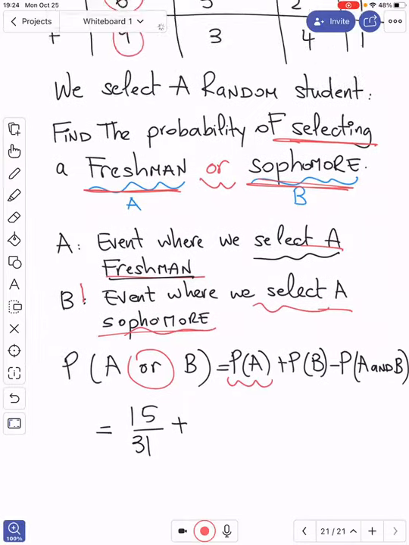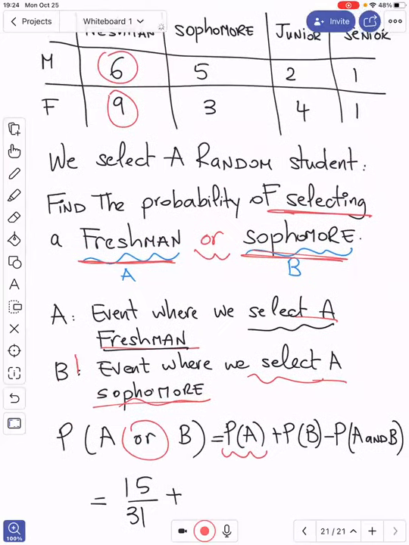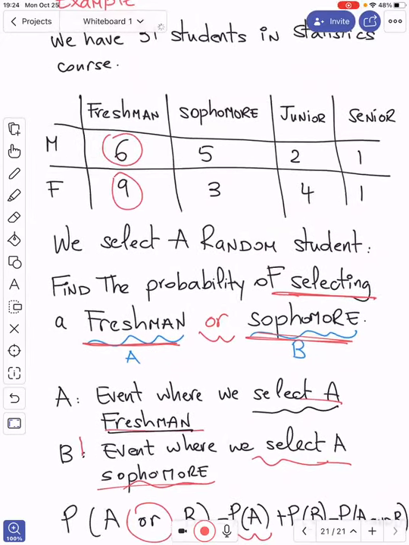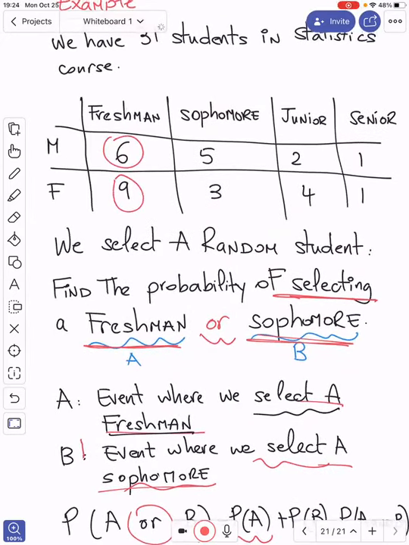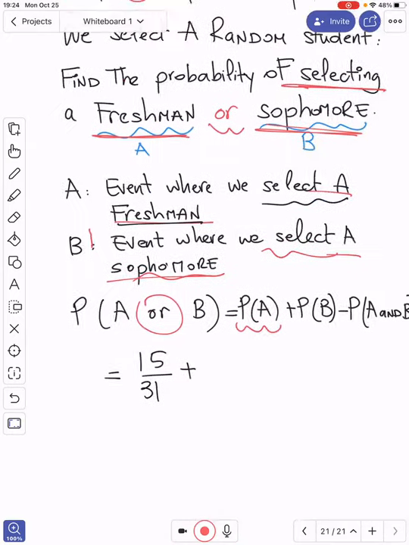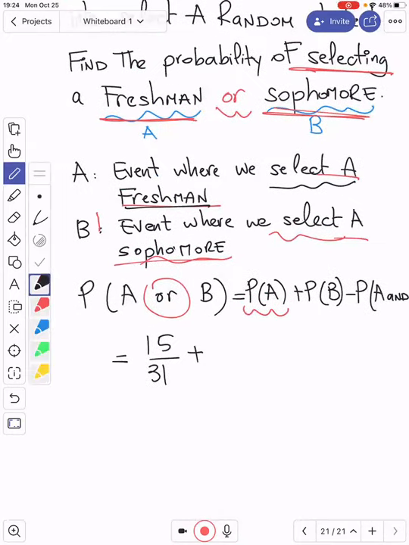So again, the question is the frequency of the size of the sample, how many? We are interested in a sophomore, so how many sophomores are there? 8 in total, right? 5 male and 3 female. So 8 in total over, again, the size of the sample, which is 31.